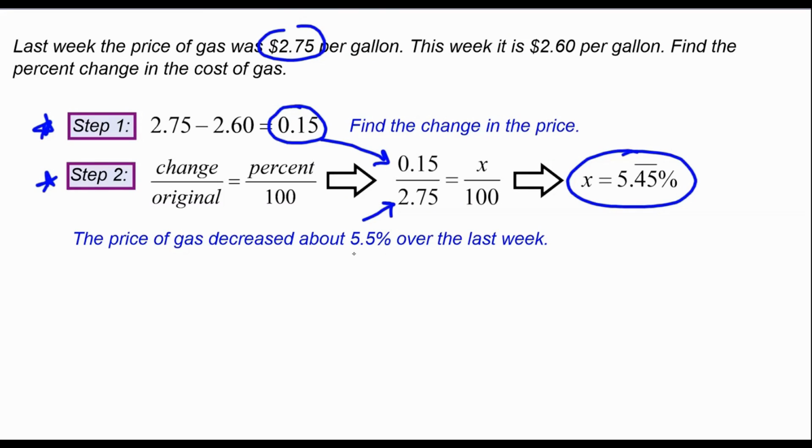So I rounded that to the nearest tenth. When I get a repeating decimal, I usually round to the nearest tenth. So I can conclude the price of gas decreased about 5.5% over the last week. So there was a 5.5% decrease in the price of gas. Notice I used the word decreased because the price went down. Always make sure you're using the word decreased or increased in your percent change problems.